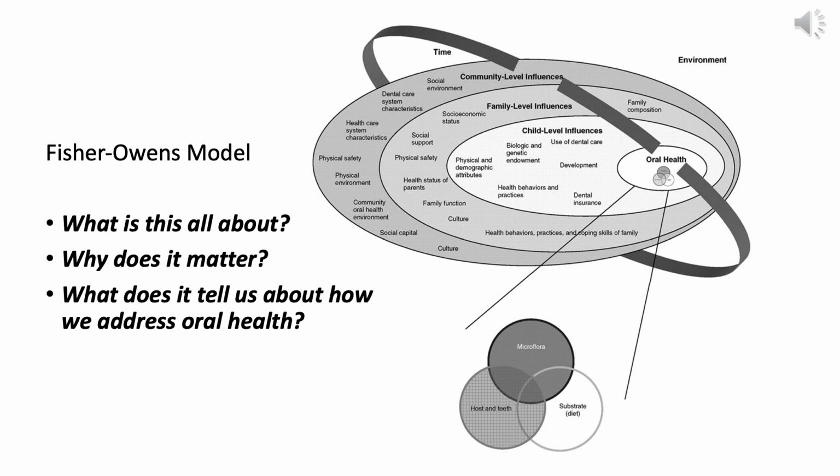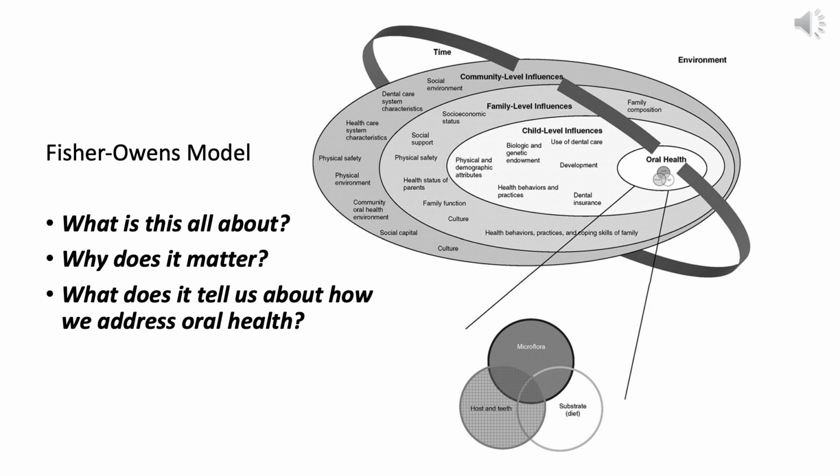So as dentists, we really like the Fisher-Owens model. This was created by a number of researchers. It's a very, very well done article for those who have not had a chance to read the full article. But what is this all about? What does it matter? And what does it tell us about how we address oral health?